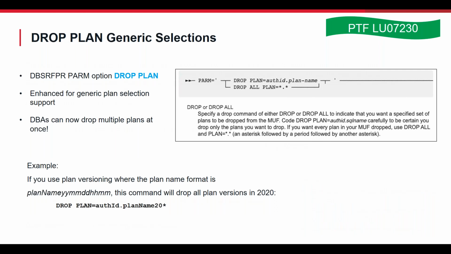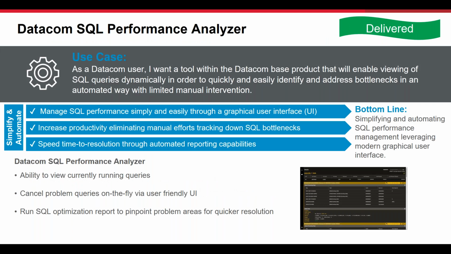For the drop plan improvement, yes, we improved the drop plan syntax. So now you can select multiple plans using the drop plan. For example, on the bottom, you can specify auth ID, plan name 20 star. That will drop all of the plan versions from 2020. So that was an improvement that we added. And I believe that is it for the SQL improvements for this go round. Thank you, Kyle.